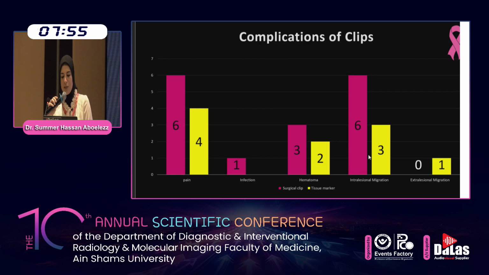Regarding the complications, pain wasn't significantly different in the surgical clips group versus the tumor markers, as well as the other complications such as infection, hematoma, and migration.